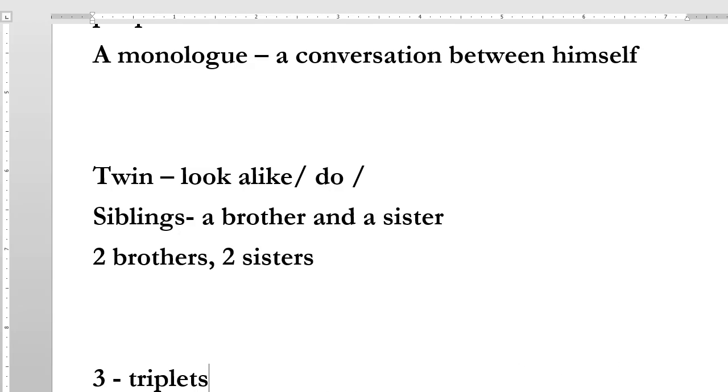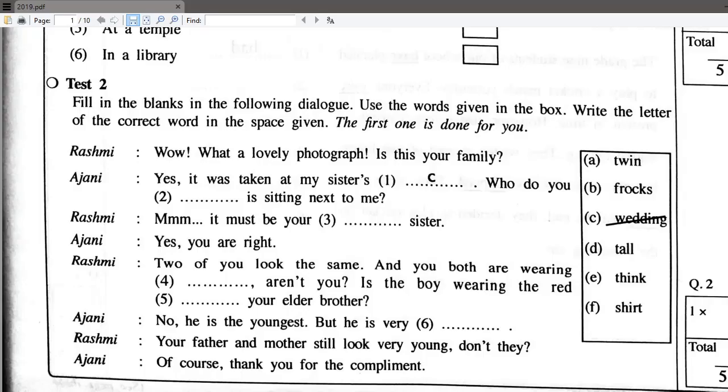T-R-I-P, trip, L-E-T-S, trip, triplets, right? Let's come back. Right. Two of you look the same. See, they are giving you the answer here. If you don't know what the answer is, you can read through and you'll find two of you look the same. So, if you look the same, it means you are a twin.